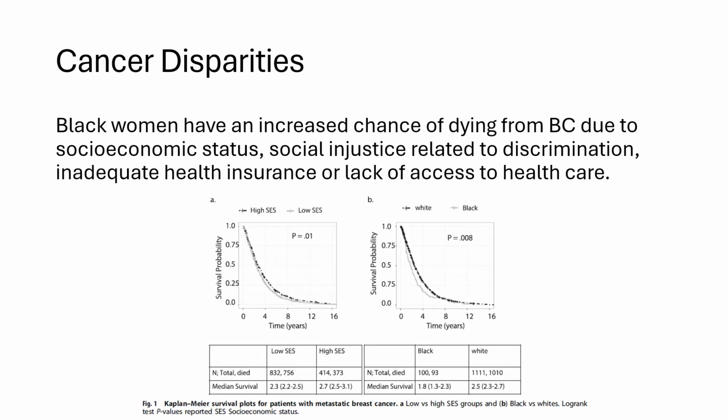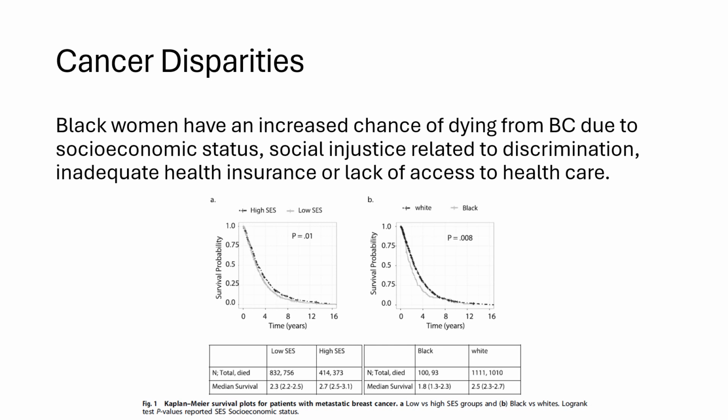All right, moving on. We know that there are many disparities amongst cancer patients. I will talk about two today in my presentation. One that I came across while researching is that Black women tend to have an increased chance of dying from breast cancer compared to white women because of socioeconomic status, social injustices, inadequate health insurance, or a lack of access to health care. Here I provided a graph from the article, Effects of Socioeconomic Status and Race on Survival and Treatment in Metastatic Breast Cancer.